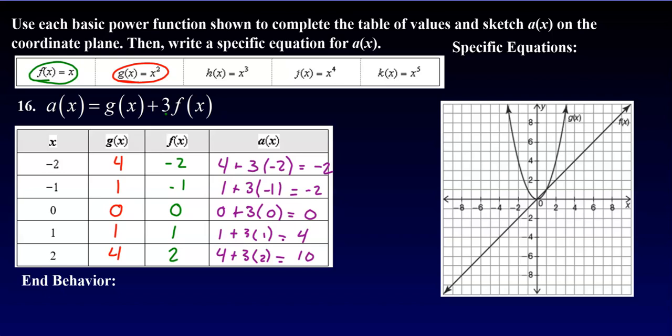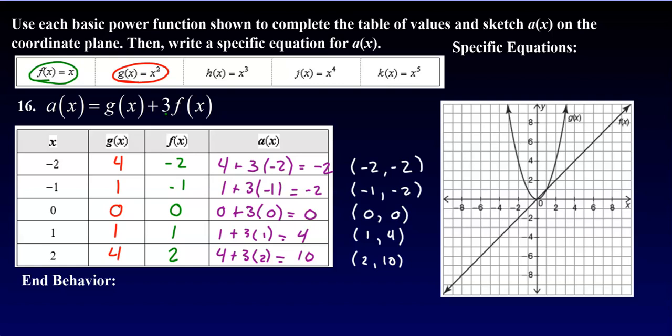So each of these creates a coordinate. The x is in the first column, so negative 2. The y will be the last thing we found, also negative 2. The next ordered pair would be at negative 1, negative 2, and then 0, 0, and then 1, 4, and 2, 10. And we're going to plot each of these on the graph, and then we're going to draw a line to connect them.